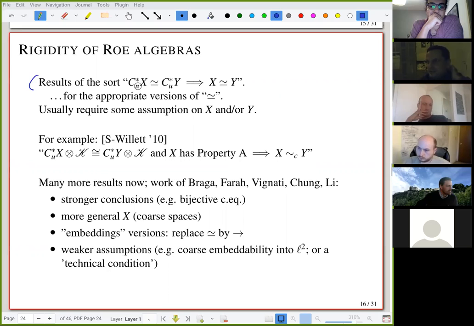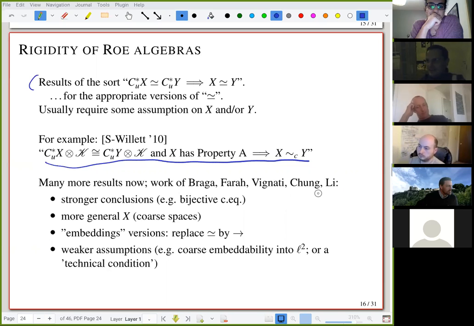And again, in general, this is not really resolved. So usually, to get anything, you require some niceness about the spaces X or Y. Usually just one is enough, so X. So this was the result I had before with Rufus, the old one, where we assume that one of the spaces has property A, and we ask that the algebras are stably isomorphic, and that would imply that the spaces are coarsely equivalent. And these days, there are much, much better versions of this. So there's a bunch of names. You may recognize some of them.